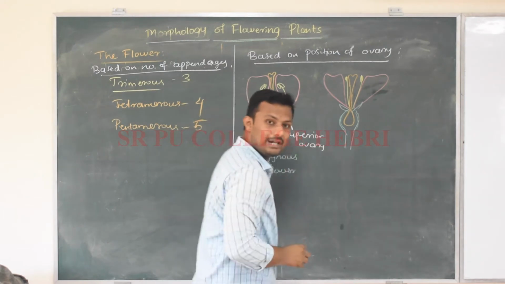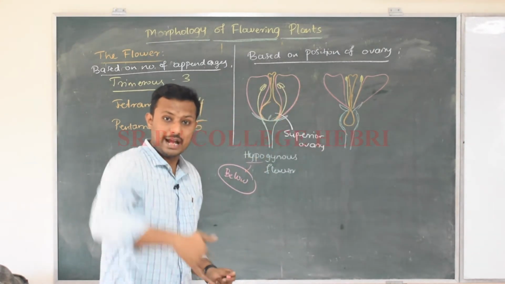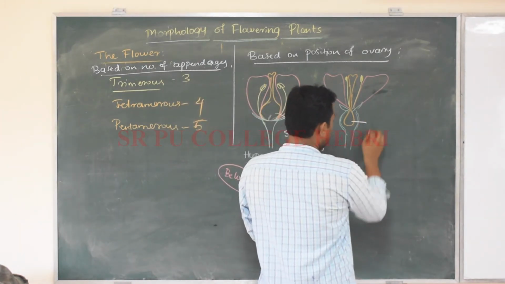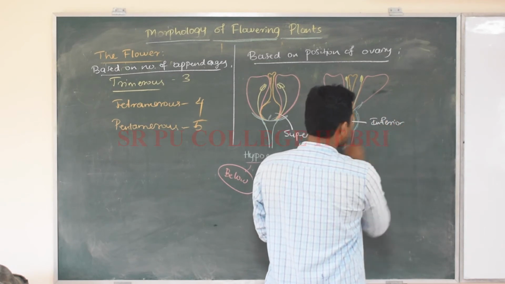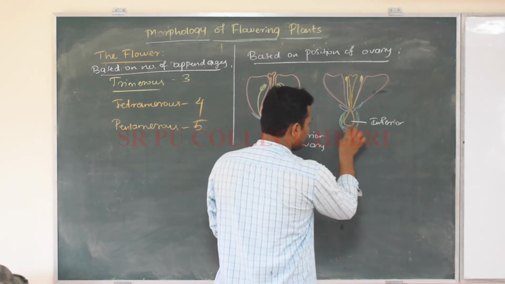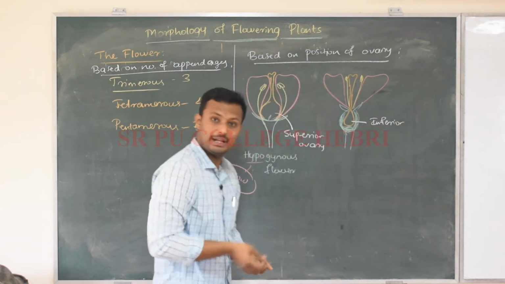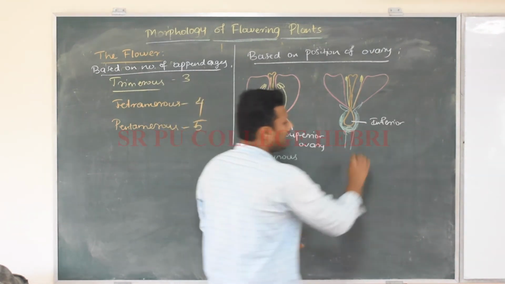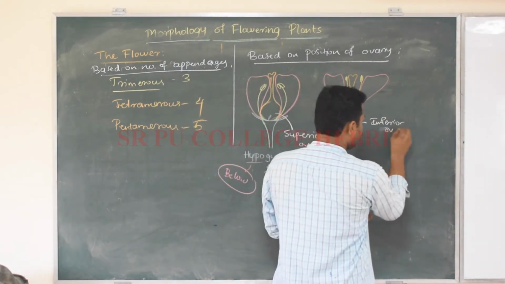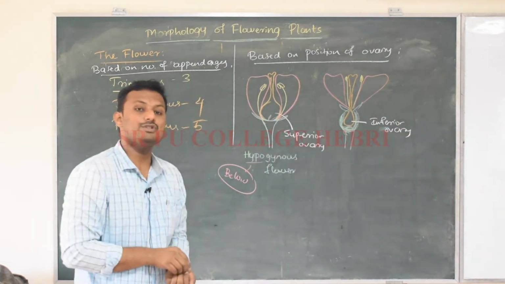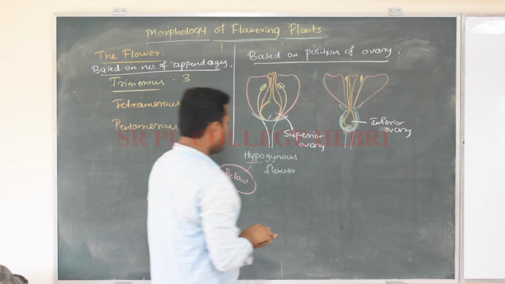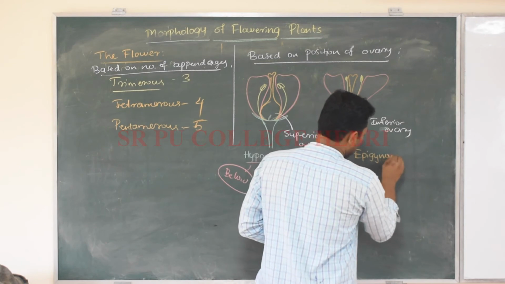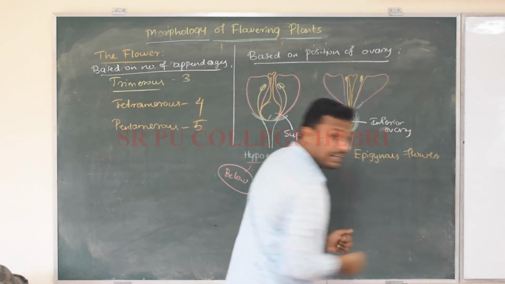And similarly, look at this one. The position of the ovary is below all other whorls, and that is why the ovary is called an inferior ovary. You can shade it like this, so that this is the thalamus. The thalamus is above, but when you compare the other parts, the position of the ovary is below. That is why it is an inferior ovary. The flower consisting of the inferior ovary can be called an epigynous flower.